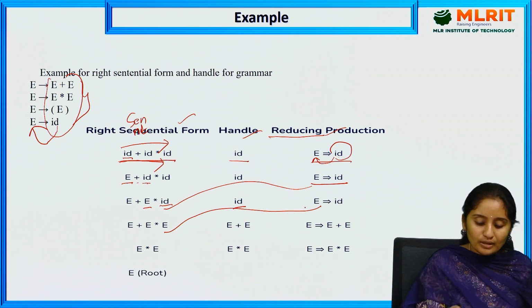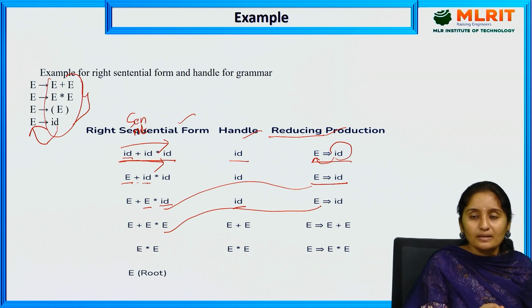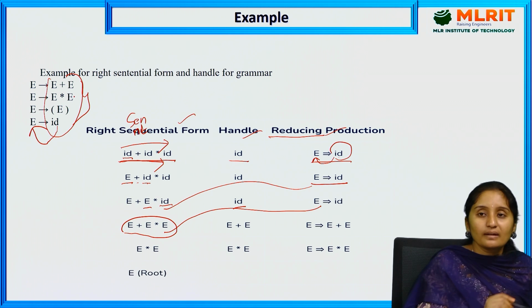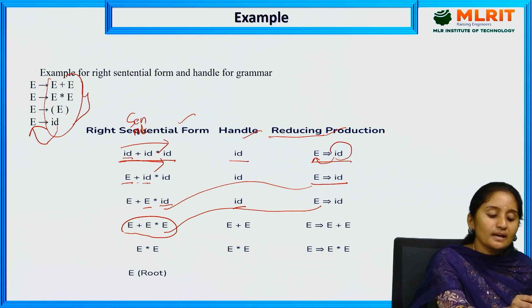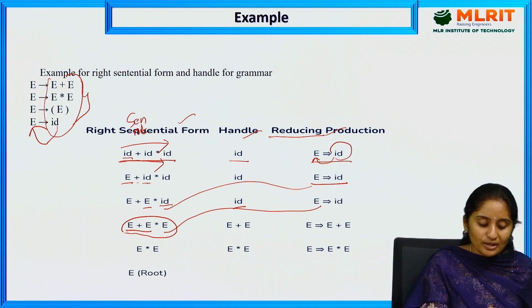Okay. So the next, again it checks whether any handles are there. Even if I get the non-terminals, again I can check whether these non-terminals are present in the right side of a production. If it is found, replace that right side with the left. So this is also a substring. I complete. Next it checks E plus E.